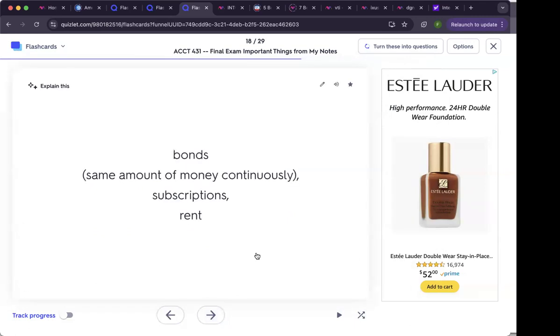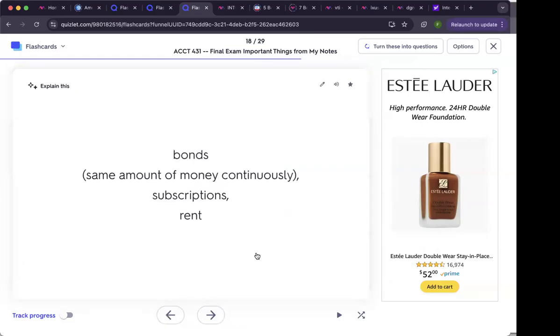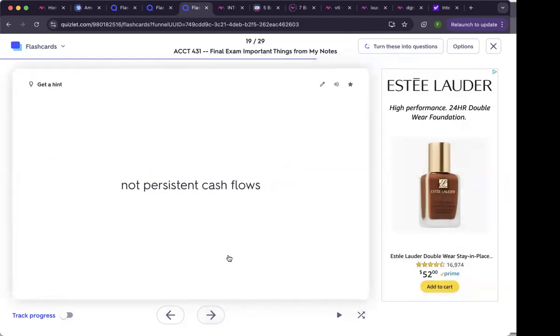Persistent cash flows. So now we're into chapter 14. This is the start of chapter 14. Persistent cash flows are things where you get the same amount of money continuously, meaning each period. So something like subscriptions or rent, where the firm is getting paid the same amount of money each period. Bonds too are a great example of this.